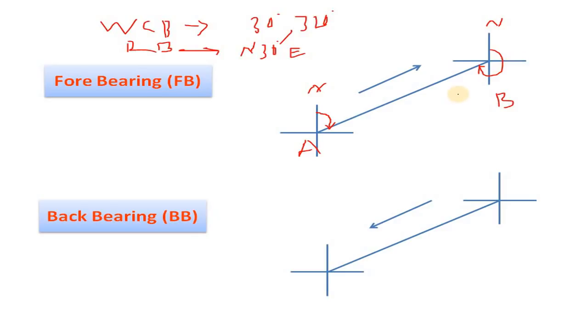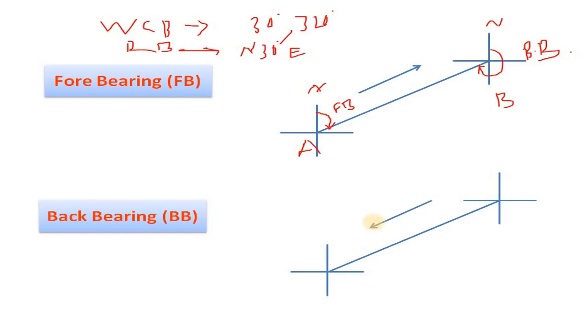So which is called for bearing and which is called back bearing? Remember, the bearing measured at the starting point of a line is called for bearing, means this angle is for bearing and this bearing will be back bearing. Always remember, for bearing is at the starting point. If our work progresses in this direction, the starting point of AB is A, so the bearing measured at A is called for bearing and the bearing measured at B is back bearing.